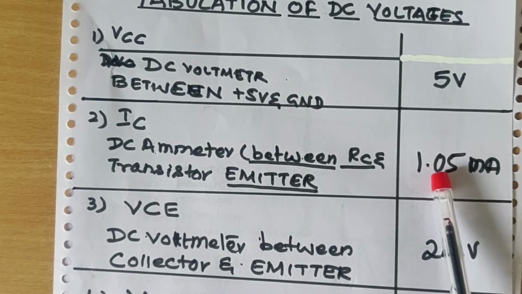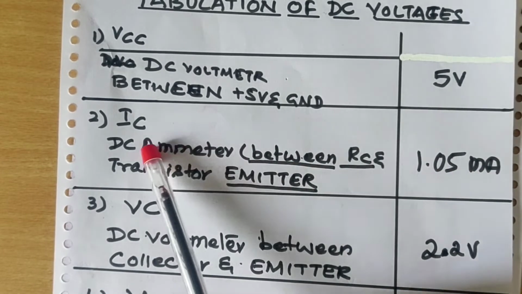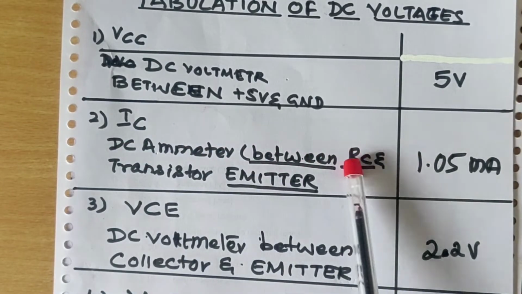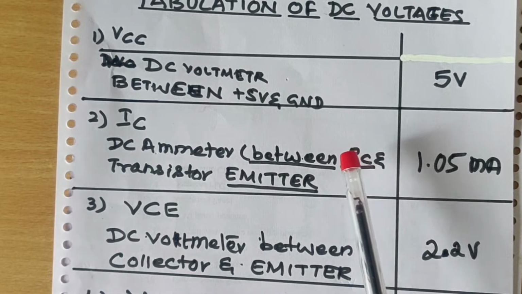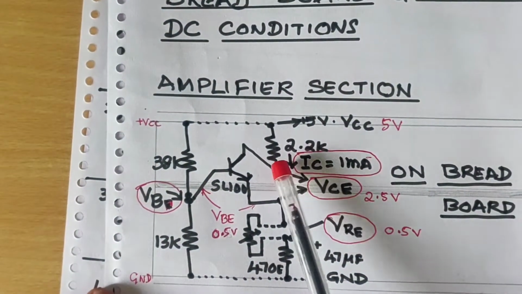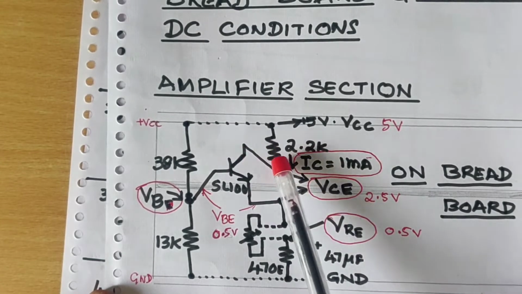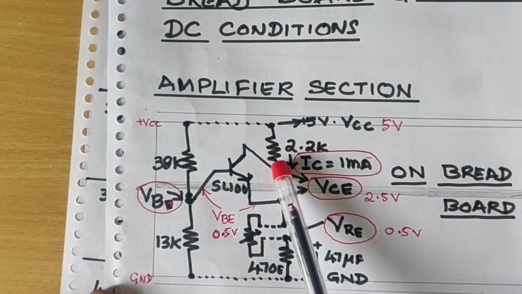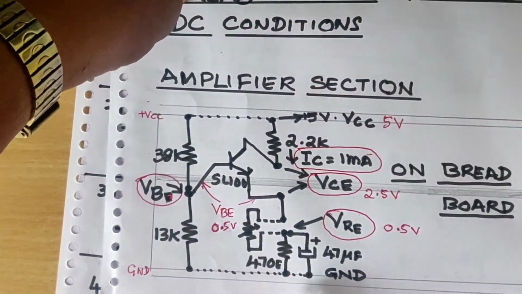So I took this, I measured this reading, I got 1.05 milliamps. That is correct. See, the IC is measured between RC and a transistor emitter. Just break this connection temporarily, measure between collector and RC, second end of this one, you will get IC value. So this should be 1 milliamp here.